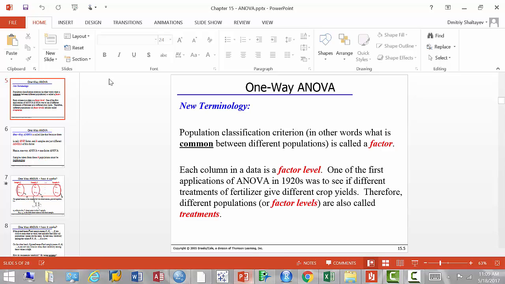So here's what statisticians did back then in the 1920s. They said, let's take several fields, same crop, for example, corn, okay? And let's treat field number 1 with phosphate. Let's treat field number 2 with nitrate. Let's treat field number 3 with whatever else is out there, ammonia or something like that, okay? So let's pick, let's say 10, 15, 20 fields, right? And just apply different fertilizer to each field.